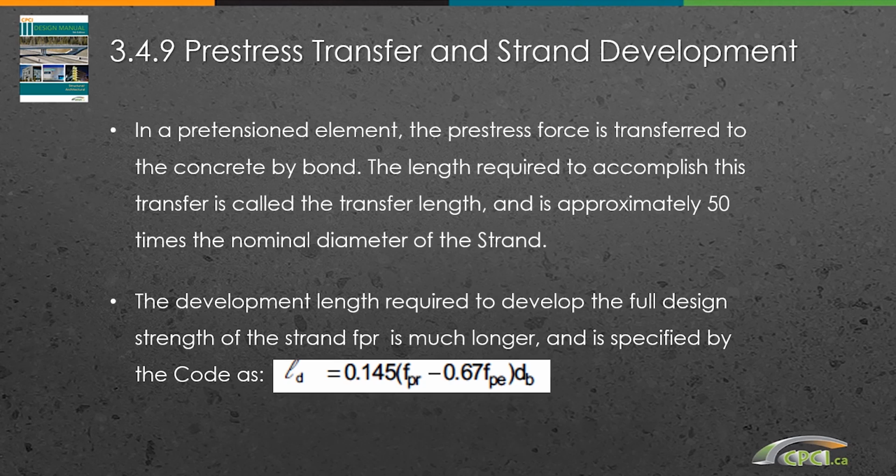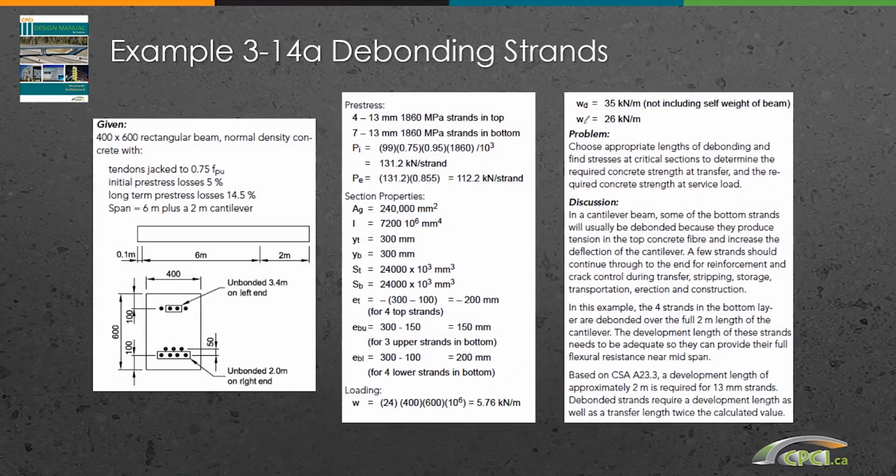So there are two different subjects here. Transfer length is 50 times the nominal diameter. Development length is usually almost double that much, and it needs to be checked using this formula here. That will be looked into very elaborately in this nice example here.